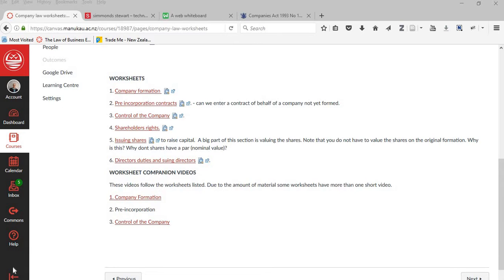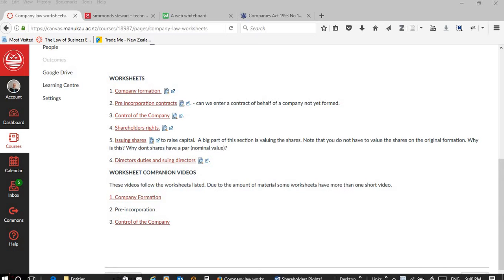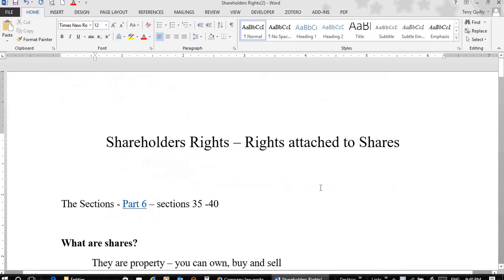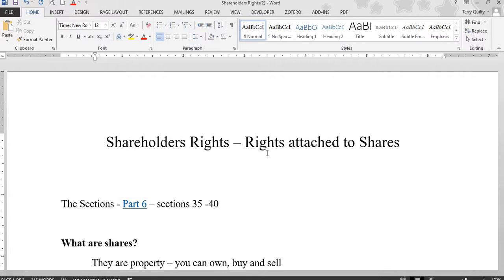Okay, so today we're just going to have a quick look at the company worksheets on shareholders' rights. So we'll just bring up the shareholders' rights worksheet. So in this video, we're talking about shareholders' rights, meaning the rights that every shareholder has to vote and how that affects the company. Now we'll just look at sections 35, 36 in this short video and then come back and look at classes of shares.